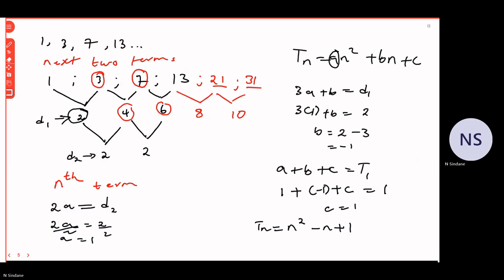Okay, the next question, we need to check the 20th term. What is the 20th term? The 20th term in this case will be substituting 20 where there's n. T20 is equal to 20 squared minus 20 plus 1. This gives me 381.